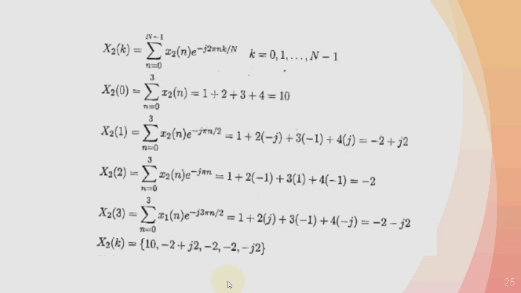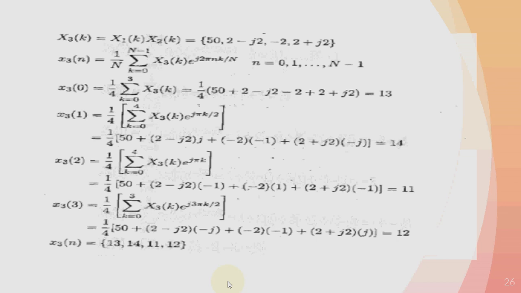Similarly, perform the same operation for x2 of k, that is summation n equal to 0 to N minus 1 of x2 of n e raised to minus j2 pi kn divided by N, for k equal to 0, 1, 2, and 3. So you will get x2 of k as 10, minus 2 plus 2j, minus 2, minus 2 minus 2j. Then determine x3 of k by multiplying x1 of k into x2 of k. So you will get 50, 2 minus 2j, minus 2, 2 plus 2j.